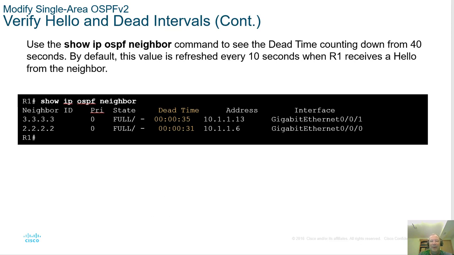Show IP OSPF neighbor, really cool command. It shows the hello and the dead time. When we talk about hello and dead times, a couple things. Number one, your hello and dead times need to match between your routers so that they can become neighbors. The default dead time is 4 times the hello. So if the hello is 10, then the dead is 40.